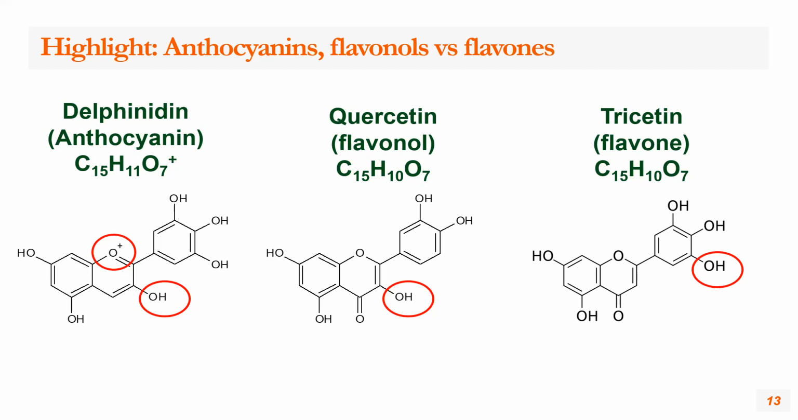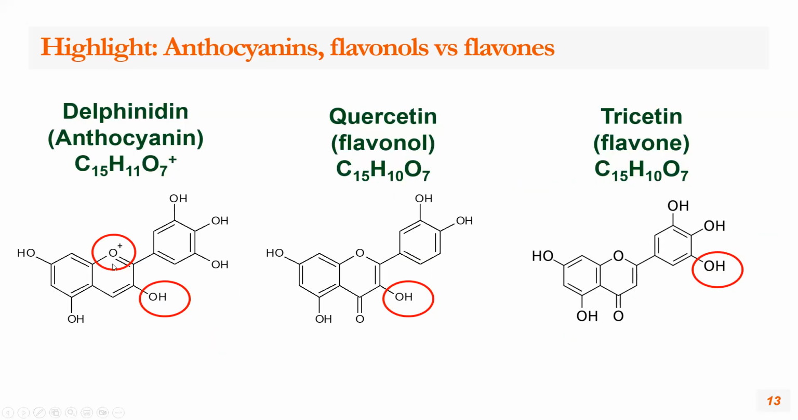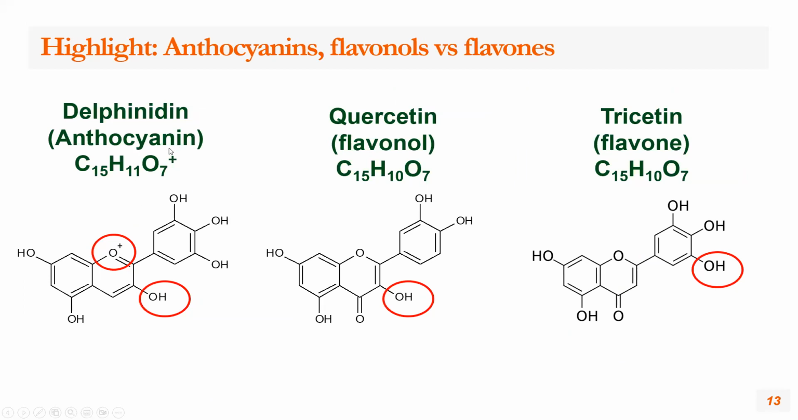Let's see. First of all, anthocyanins are compounds that have a positive charge, they are usually not stable, and they give the same ion when they are ionized in the mass spec, like flavonols and flavones. So let's see an example here. This is delphinidin as an anthocyanin, quercetin as a flavonol, and tricetin as a flavone. As you see, they share almost the same molecular formula, but they have different structures.